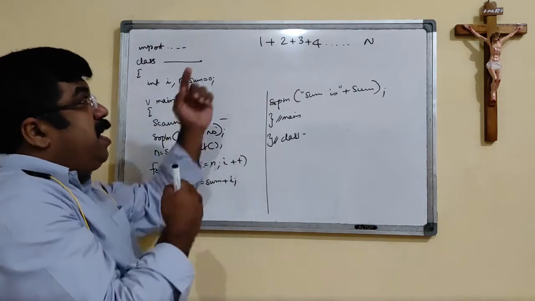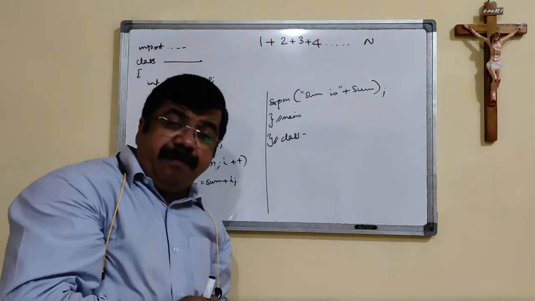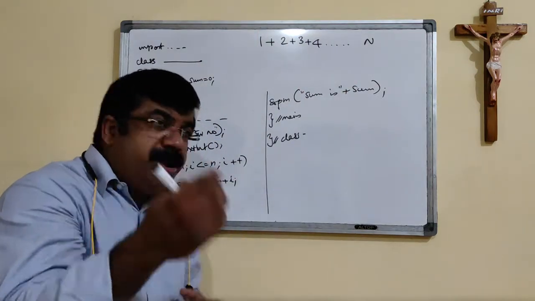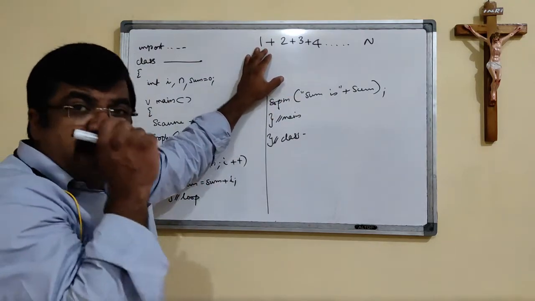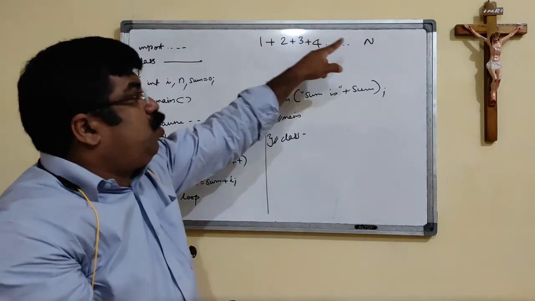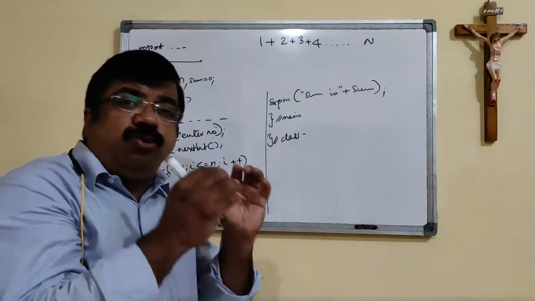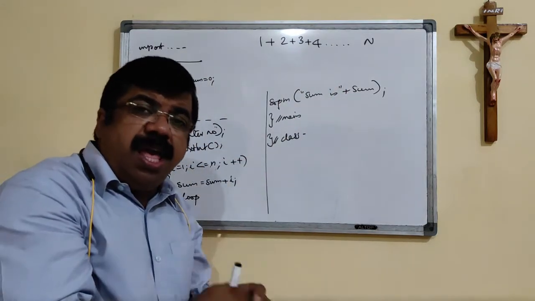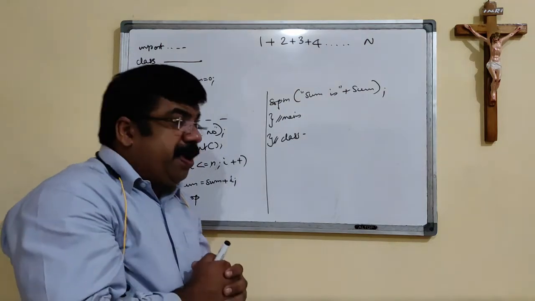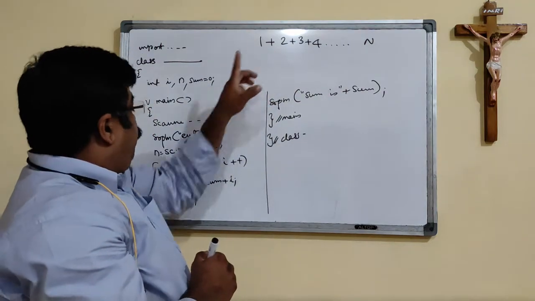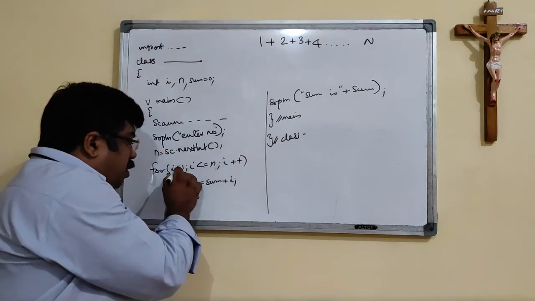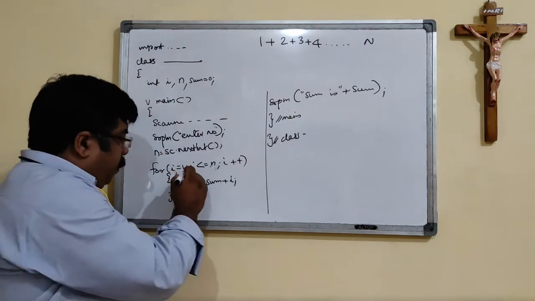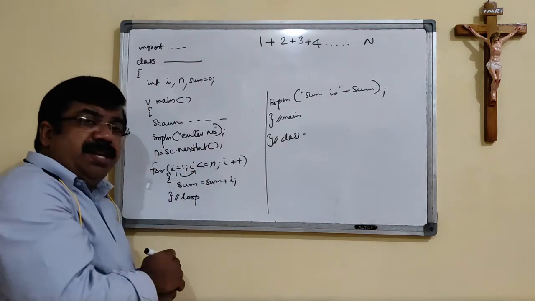What is that n? n is the last term. One by one, all the numbers are to be added. All the natural numbers from 1 to n are to be accumulated, added together, and the sum is to be printed. So we are starting the loop i with 1. Once i takes the value 1, it goes to check the condition.